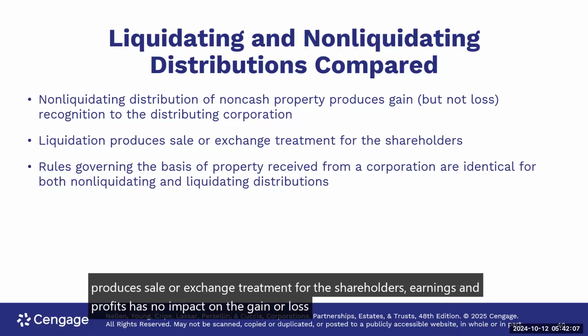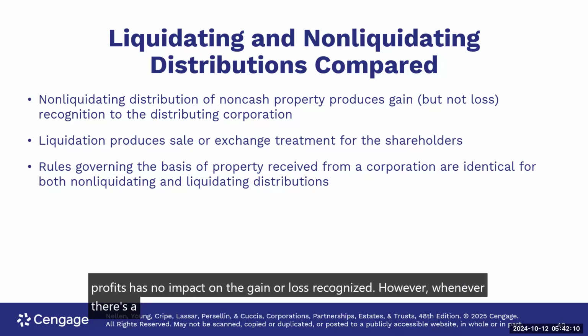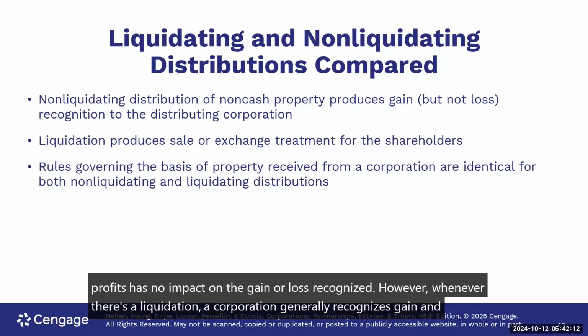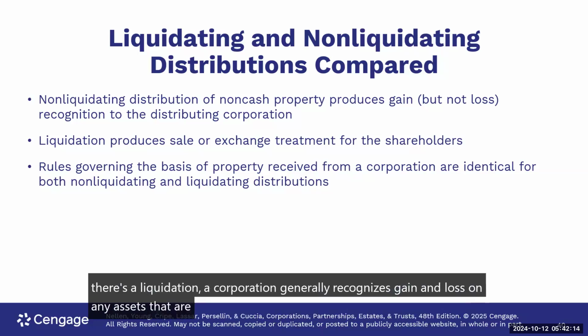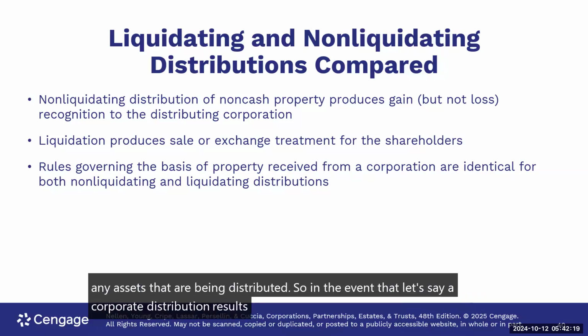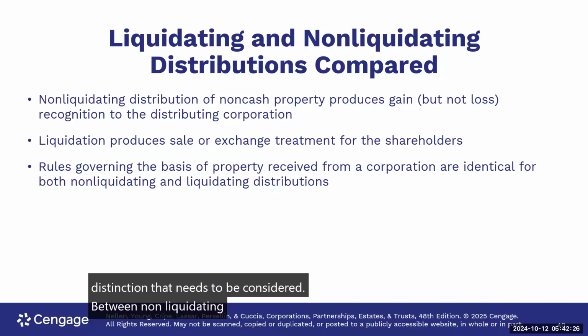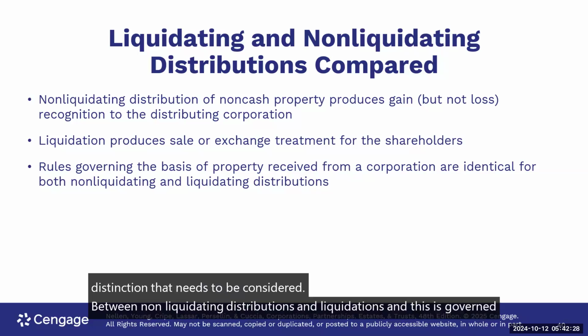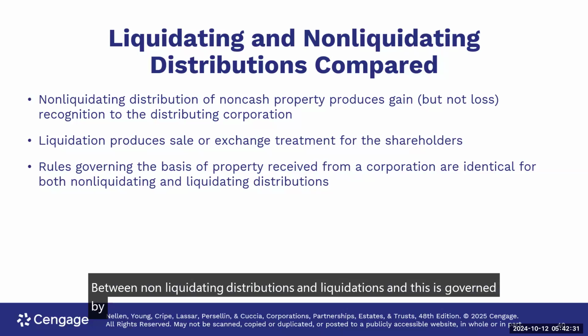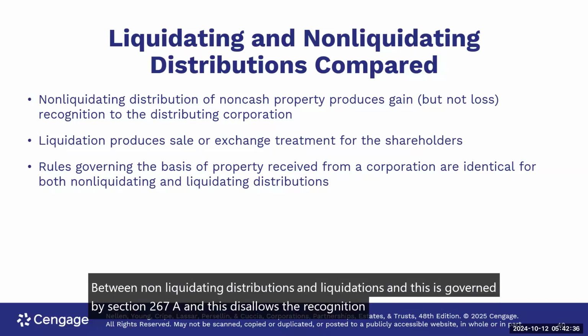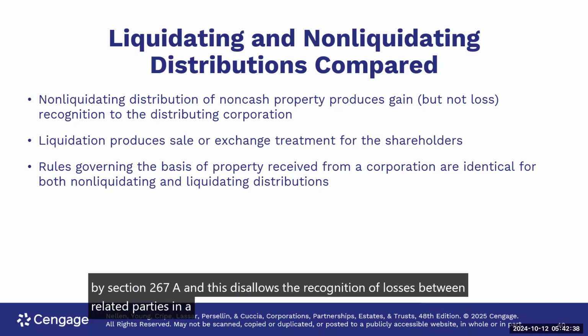However, whenever there's a liquidation, a corporation generally recognizes gain and loss on any assets that are being distributed. So in the event that, let's say, a corporate distribution results in a loss to the shareholder, there's another distinction that needs to be considered between non-liquidating distributions and liquidations. And this is governed by Section 267A, which disallows the recognition of losses between related parties in a non-liquidating distribution, but not in liquidating distributions.